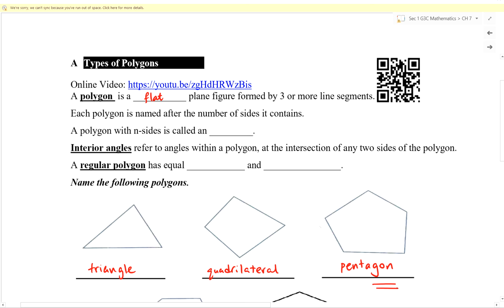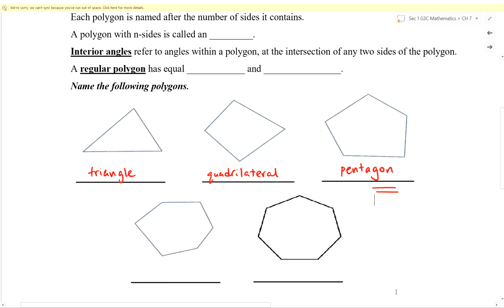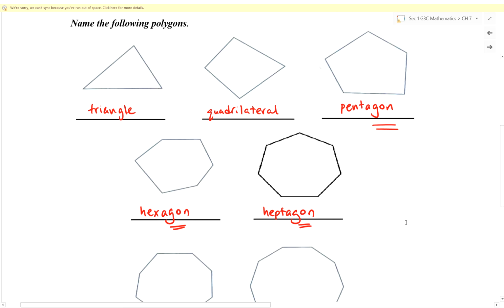Okay, let's move on to the next figure. 6-sided figure is called a hexagon. Again the GON. Then a heptagon. We see that there's a pattern. Once we go past a 4-sided figure, whether it is 5, 6, 7-sided, they all end with a GON.